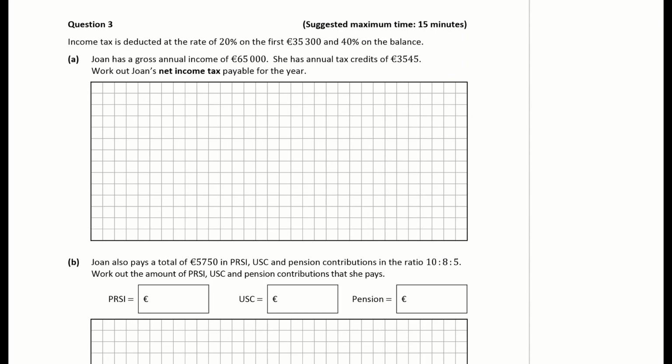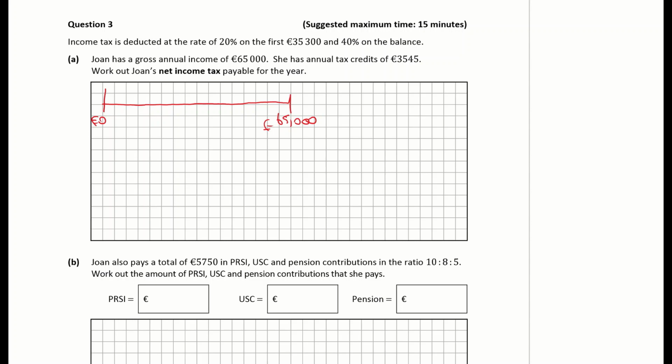Question 3 is the applied arithmetic question. So income tax is deducted at a rate of 20% on the first 35,300 and 40% on the balance. Joanne has a gross annual income of 65,000 euro. So I'm just going to draw that on a number line for Joanne. She has a total of 65,000 euro and she has an annual tax credit of that. Work out Joanne's net income tax payable for the year.